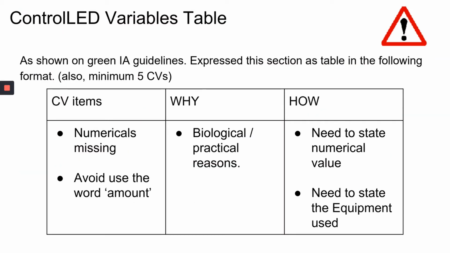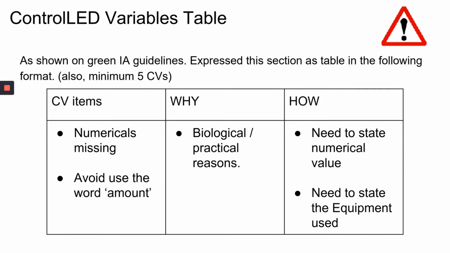Next, also under the category of exploration, are the controlled variables. You need to explain how you control other variables so that they will not affect the result of your experiment. Generally speaking, in IB, we prefer students to think of at least 5 controlled variables. And as the green IA guidelines booklet has shown, for the control variables, we also recommend students to use a table format.